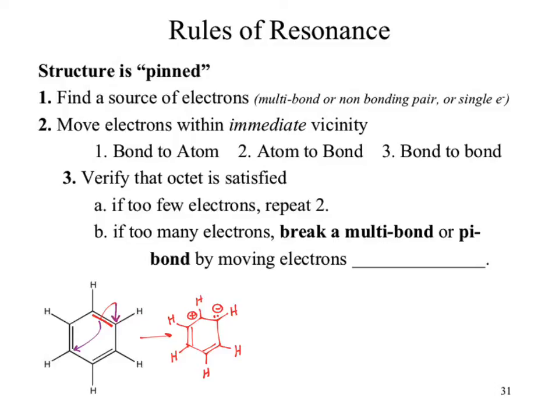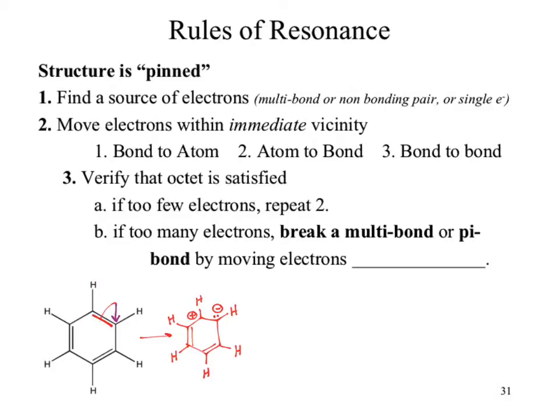Why not? It's not in the vicinity. It's too far away. We can only move the electrons to the atoms immediately next to it. Okay, well, how about to that atom? That one's closer, isn't it? Yes. It's still not right next to it. I can only move it to the atom immediately connected to it.